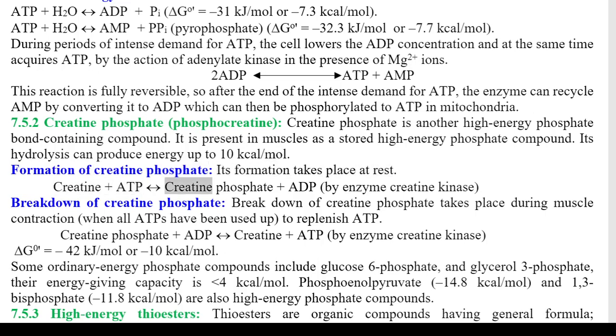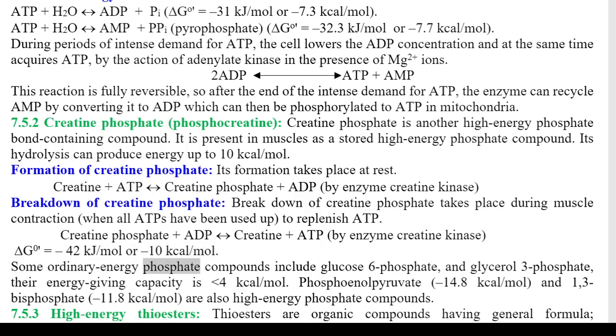Creatine plus ATP gives creatine phosphate plus ADP, by the enzyme creatine kinase. Breakdown of creatine phosphate takes place during muscle contraction, when all ATP has been used up, to replenish ATP. Creatine phosphate plus ADP gives creatine plus ATP, by the enzyme creatine kinase. ΔG0 equals -42 kJ/mol or -10 kcal/mol.